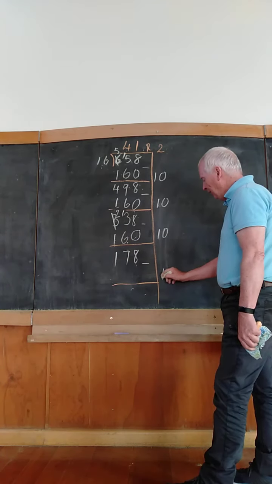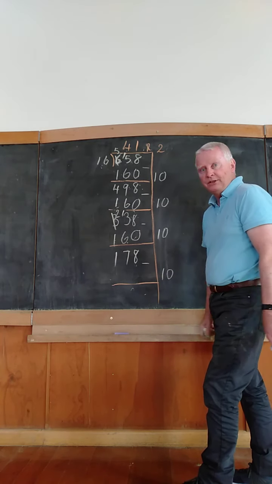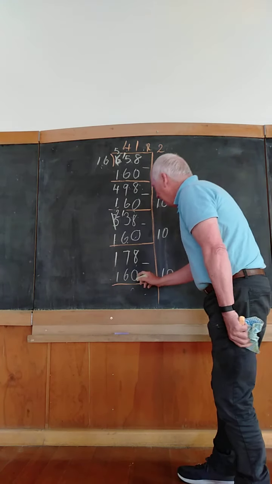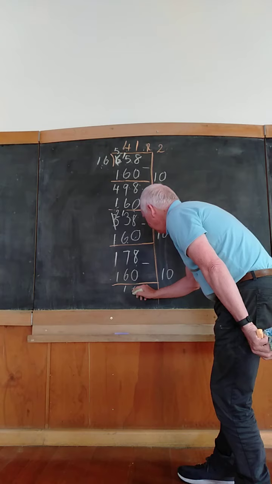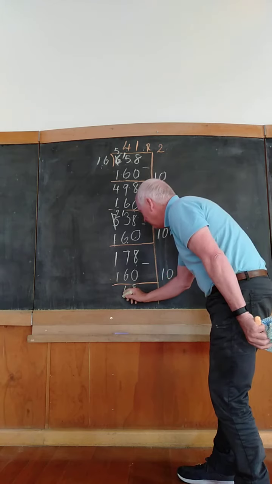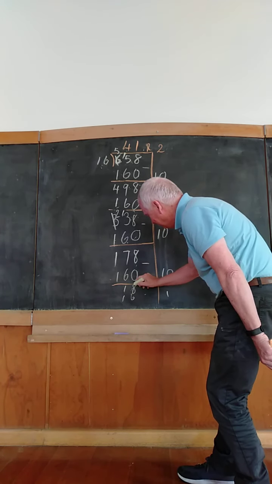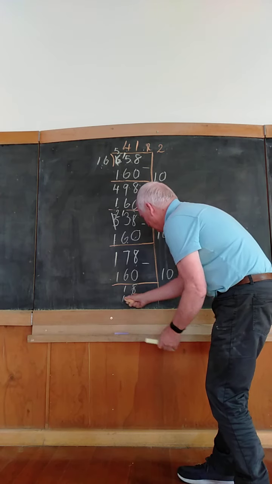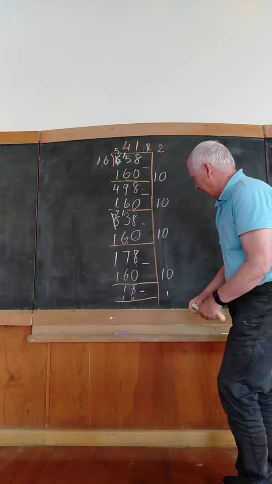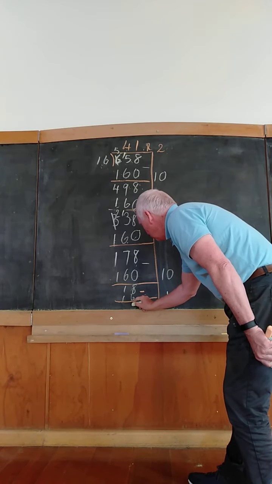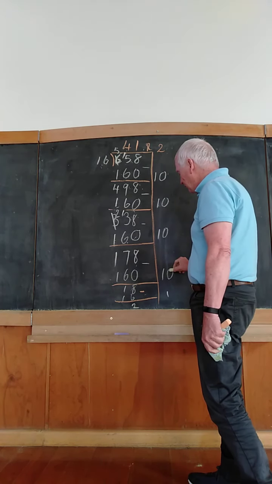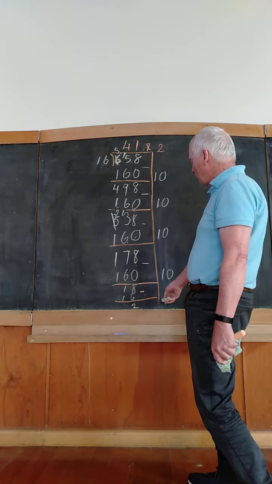Now, if I go with 10 again, 10 times 16, that's 160. And I know this is going to be 18. Now, 16 goes into 18 once. 1 times 16, that's 16. I'm running out of room here. I'll draw my line, put in a subtraction symbol, and then the remainder is 2. So when I add up, 10 plus 10 is 20, plus 10 is 30, plus 10 is 40, plus 1 is 41, remainder 2.